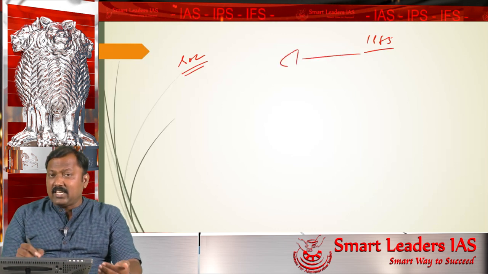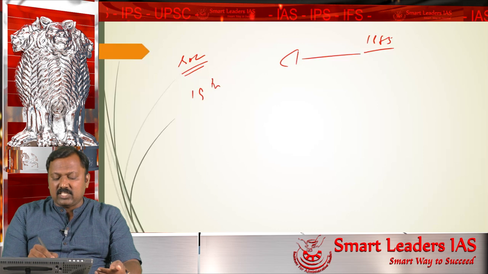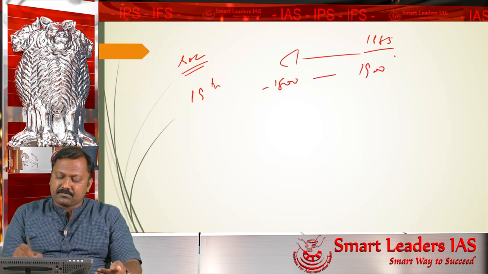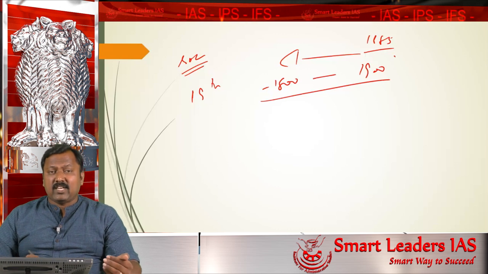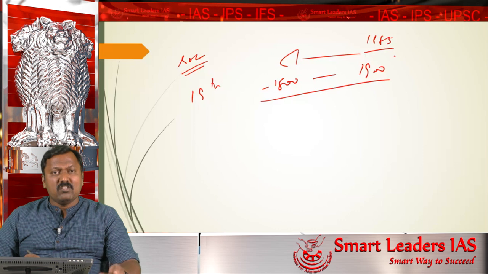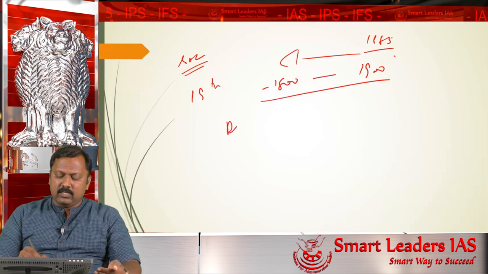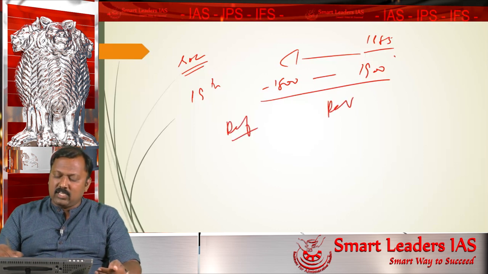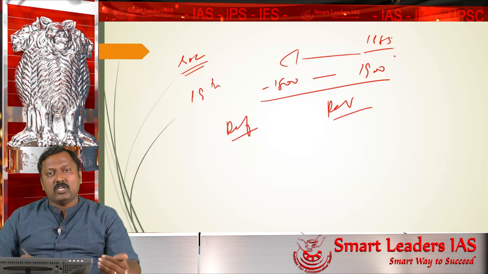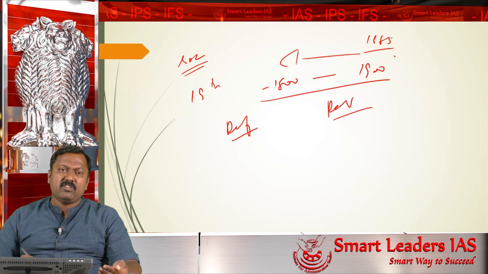The social awakening had been happening in the 19th century, starting from the 1800s to the 1900s. So the 19th century in India is called the India of socio-religious reform movements. Sometimes it is called a reform movement, sometimes a revival movement. Some movements are called reform movements, some movements are called revival movements. What is the difference between reform and revival?